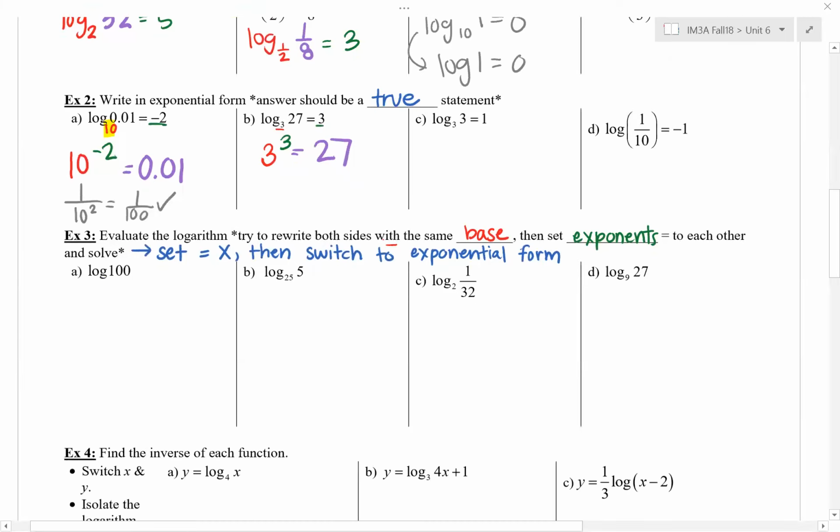So I want you guys to take a second and do C and D. So if you could pause and then check answers and then press play again once everybody's finished.